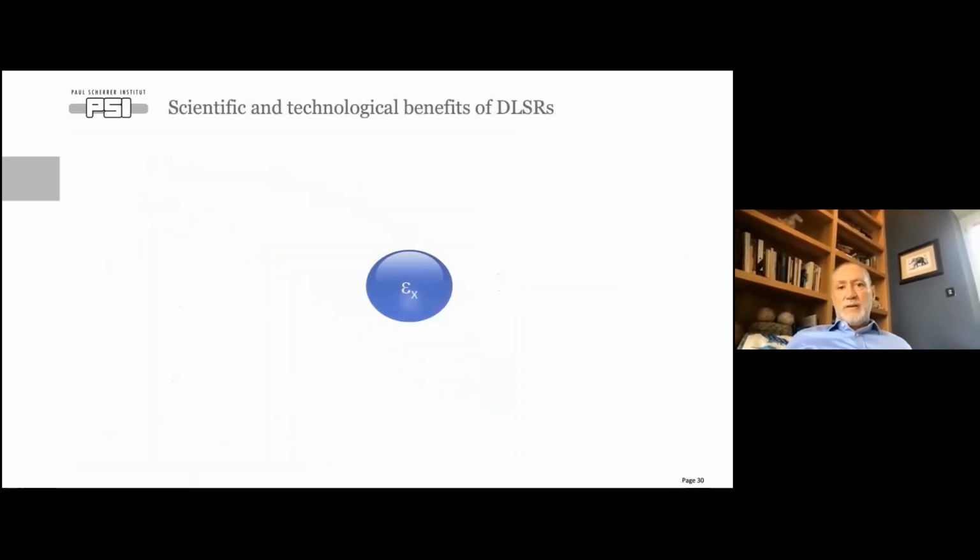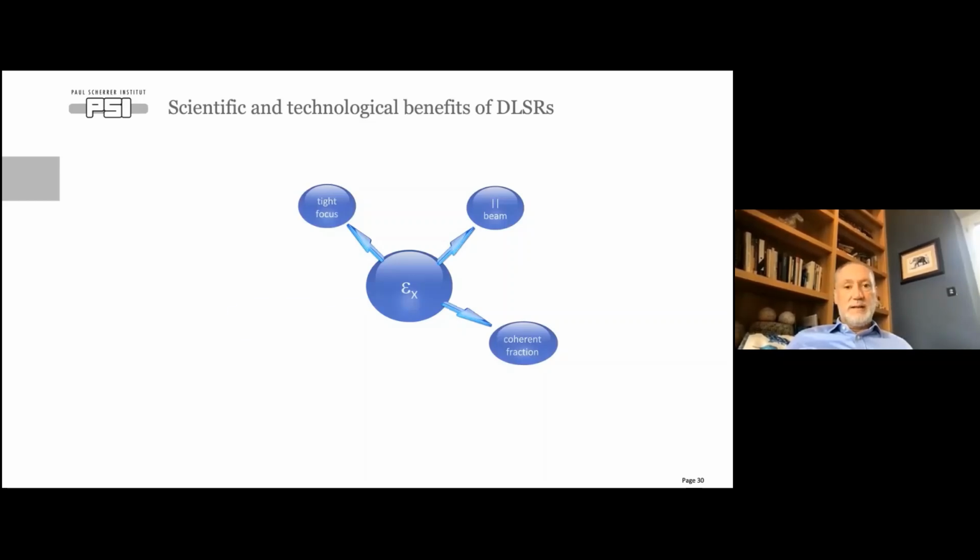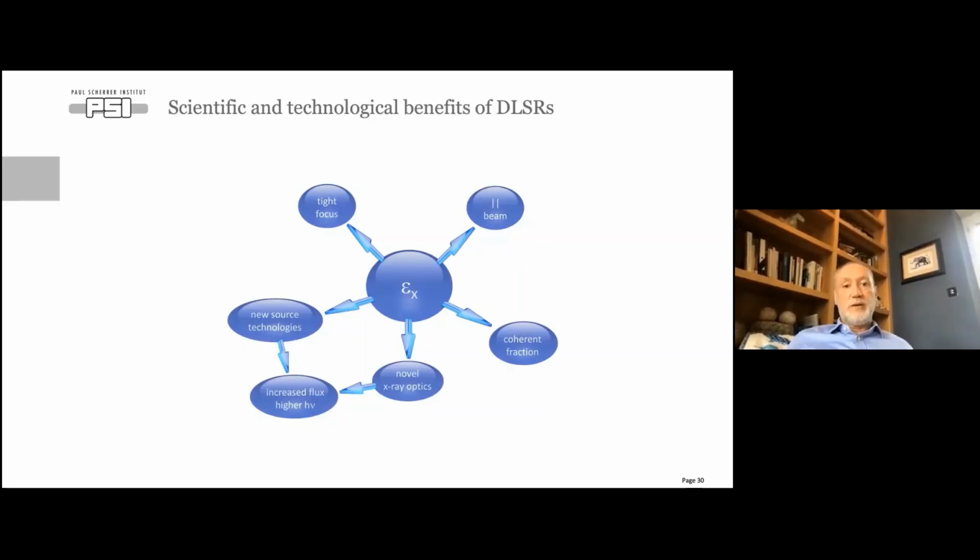So just to summarize this, if we assume that our improvement in horizontal electron emittance is something that we want, then this results in a tighter focus beam, a more parallel beam, and a higher coherent fraction. But like I've just said, there are knock-on effects, such as new source technologies and the possibility of novel X-ray optics, which combined can result in increased flux and higher photon energies being accessed for a given beam, for given facility parameters.